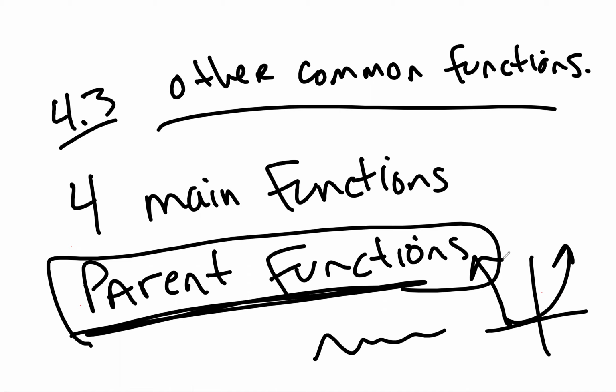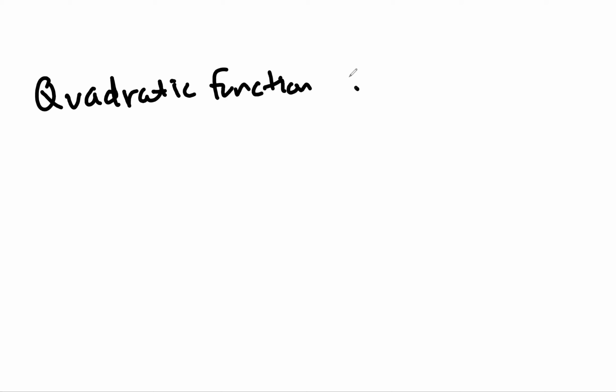There's just four of them. It won't take us that long to do. And then we're going to talk about how we're going to manipulate them. We're going to make them bigger, make them smaller, flip them upside down, maybe move them to the left, move them to the right, things like that. So the first parent function, and we talked a little bit about this yesterday, is simply the basic quadratic function, which is f of x equals x squared.